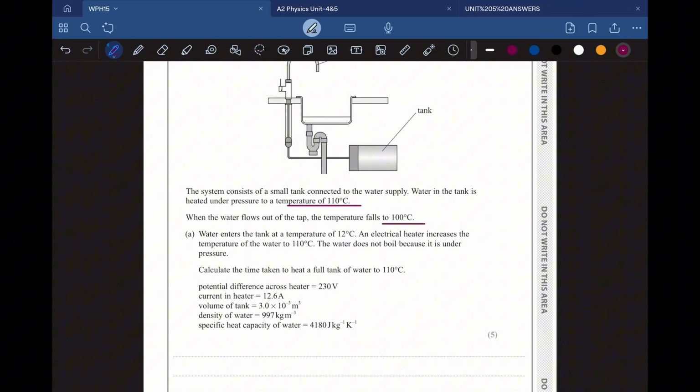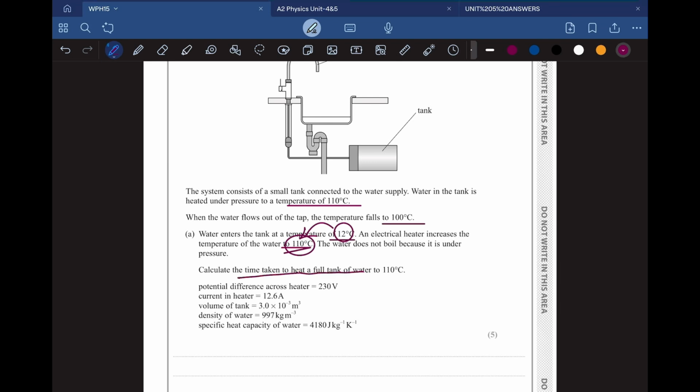When water enters the tank at a temperature of 12 degrees Celsius, an electrical heater increases the temperature of the water to 110 degrees Celsius. So it goes inside at 12 degrees Celsius, and then there is a heater which increases the temperature to 110 degrees Celsius. So from 12 to 110 degrees Celsius. The water does not boil because it is under pressure. So basically the temperature is increased by exerting pressure from 12 degrees Celsius to 110 degrees Celsius.